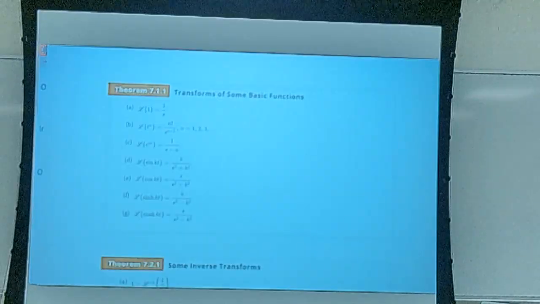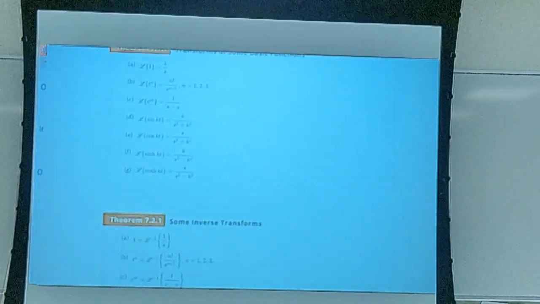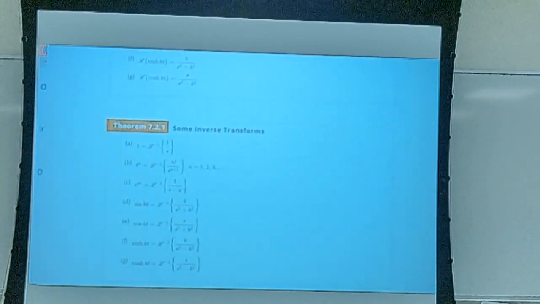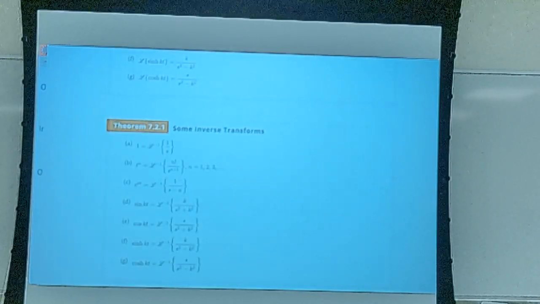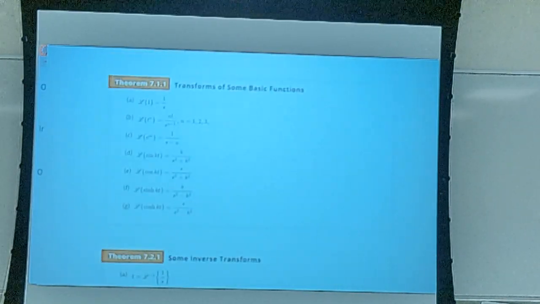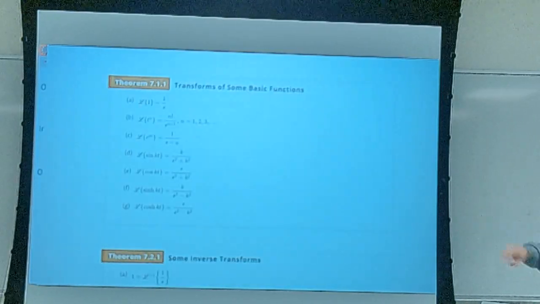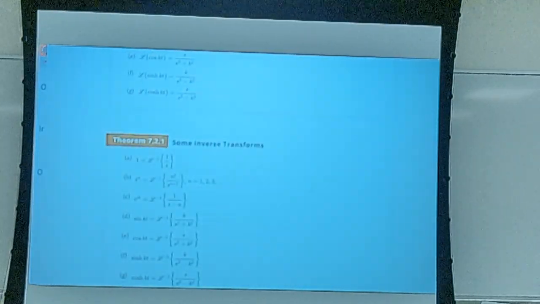So this is the table that's going to be provided with the exam. I'm going to upload it right now. So you don't have to actually memorize any of the transforms. They're all going to be given there, along with some of the basic inverses.